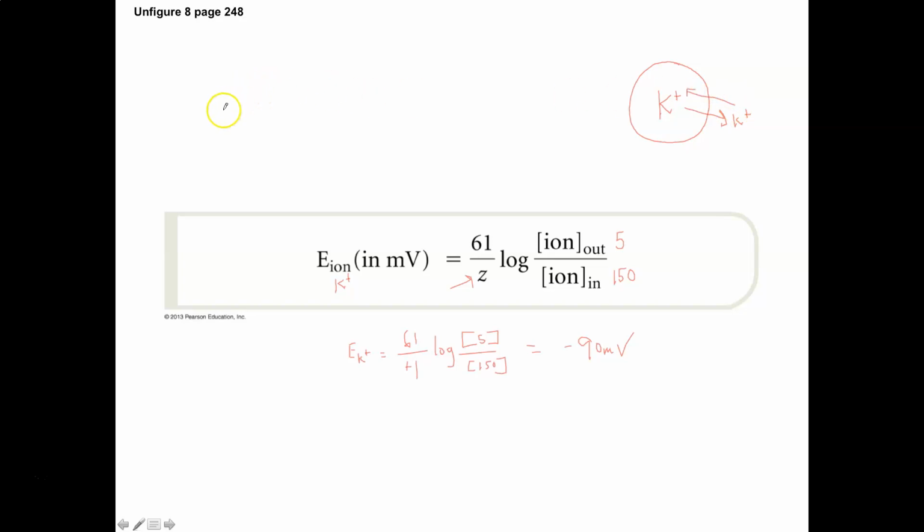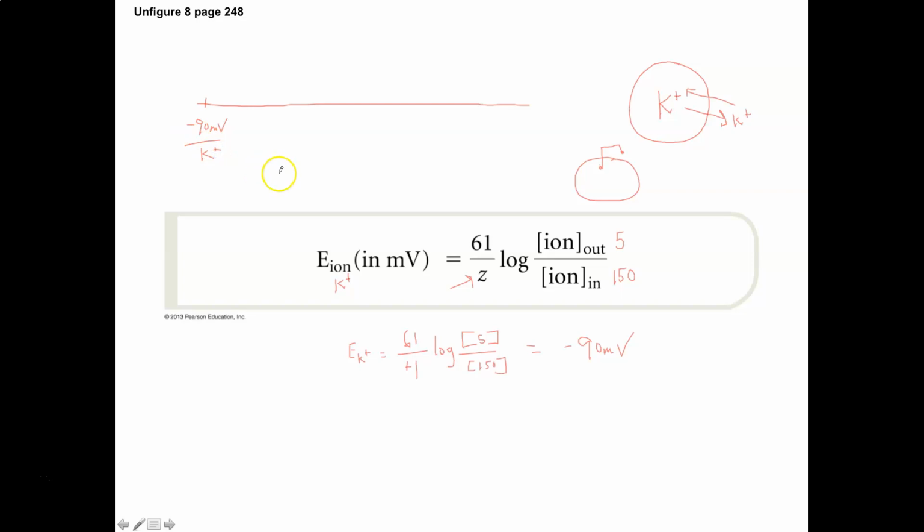Again, not what we're shooting for, but it's a good theoretical value to know so that we know one of the bookends for where resting membrane potential is going to fall for cells. If you can't shrink yourself down to the size of a cell, right, and measure the voltage across, we still know it's not going to be at negative 90 millivolts because that's equilibrium for potassium.